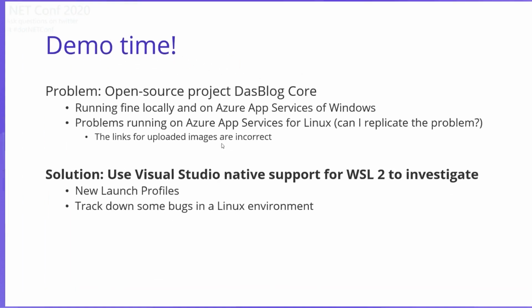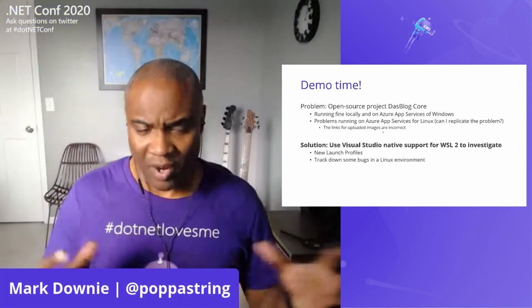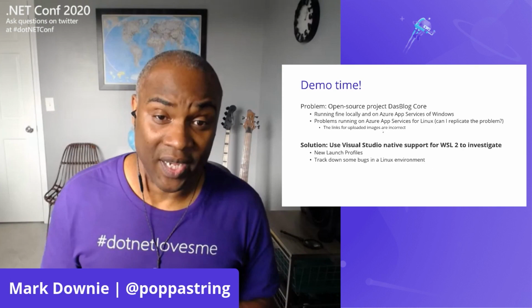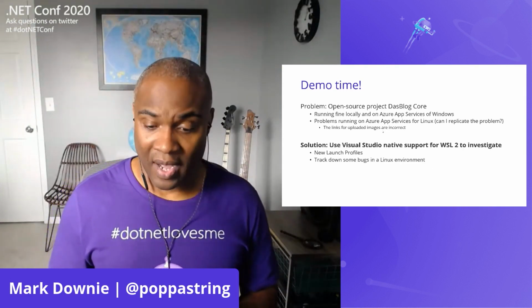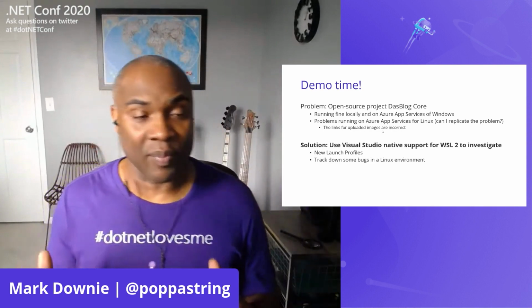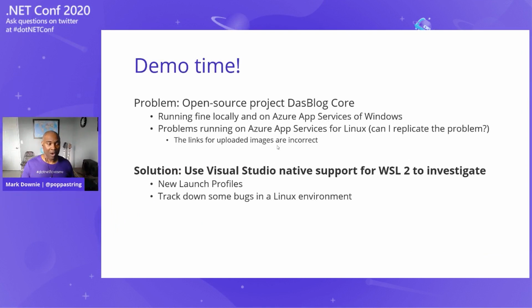So I'm going to jump into a demo to really show off what I mean by fast and easy. The problem space that I want to introduce this with is an open source project I have called DOSBlog. I have been using DOSBlog for some years now. More recently I converted DOSBlog, which is a System.Web old school IIS web forms application, to ASP.NET Core, with the intent that it should be run in a cross-platform fashion.